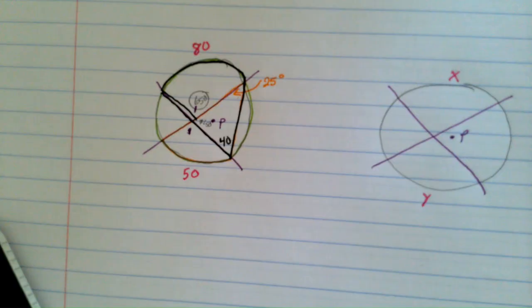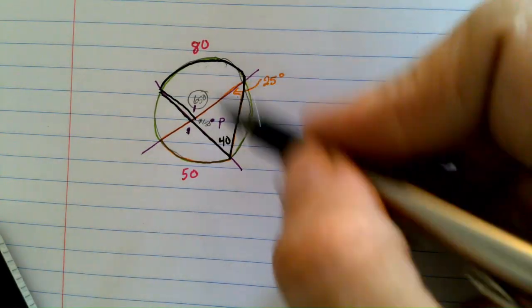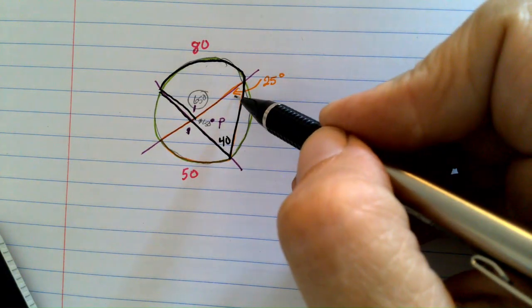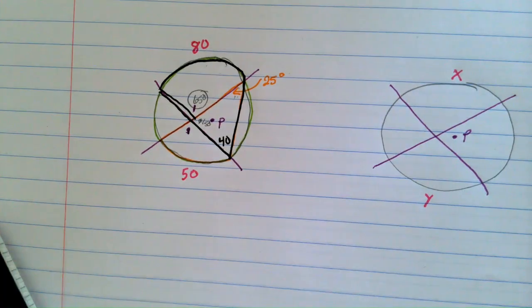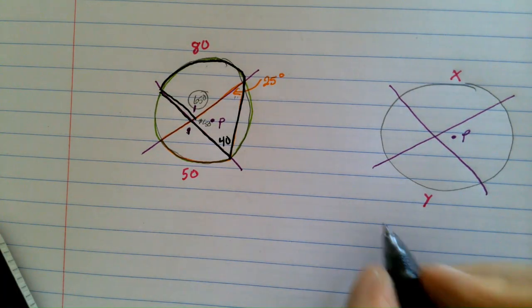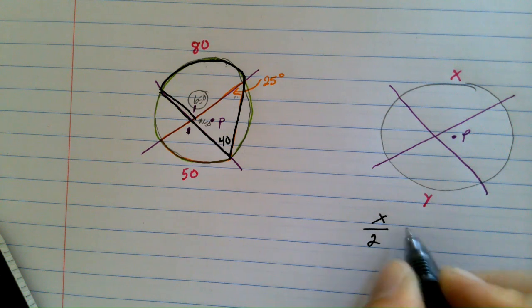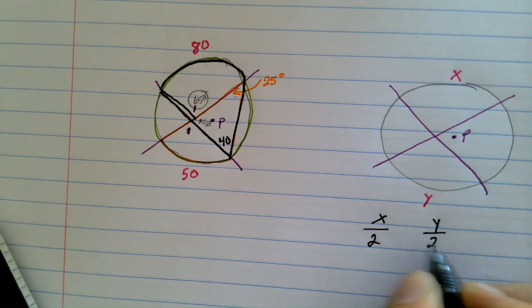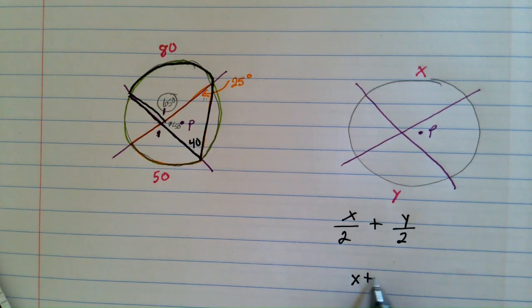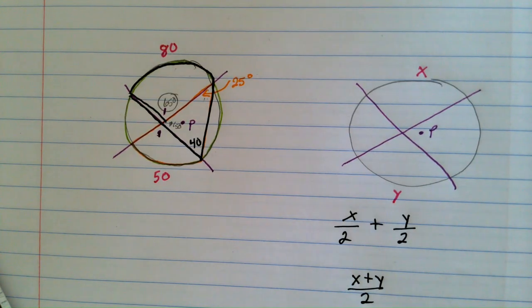So is there a better way to relate the 80? We cut the 80 in half, we cut the 50 in half, and then we added them together, right? So we took the top and divided by 2, we took the bottom and divided it by 2, and then we added them together. Or you could say we average them.